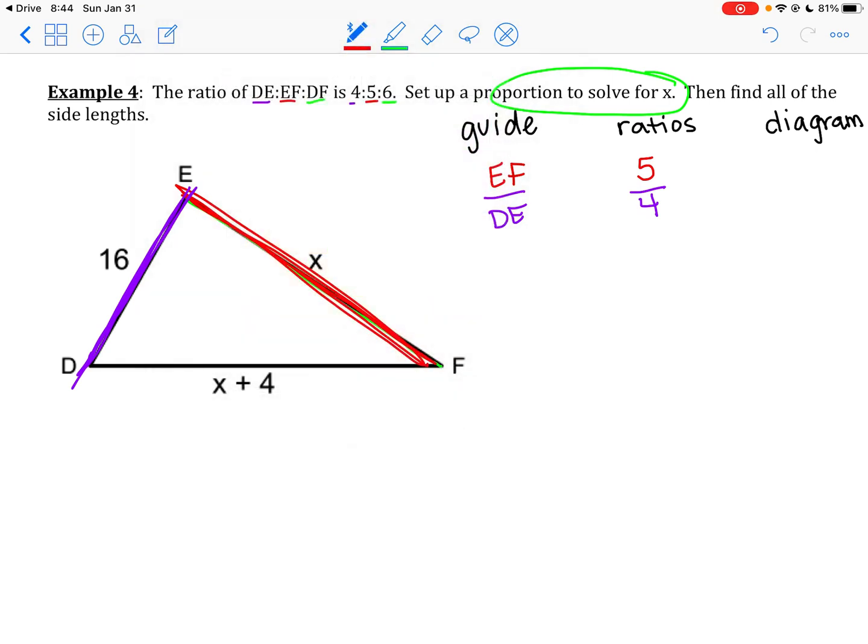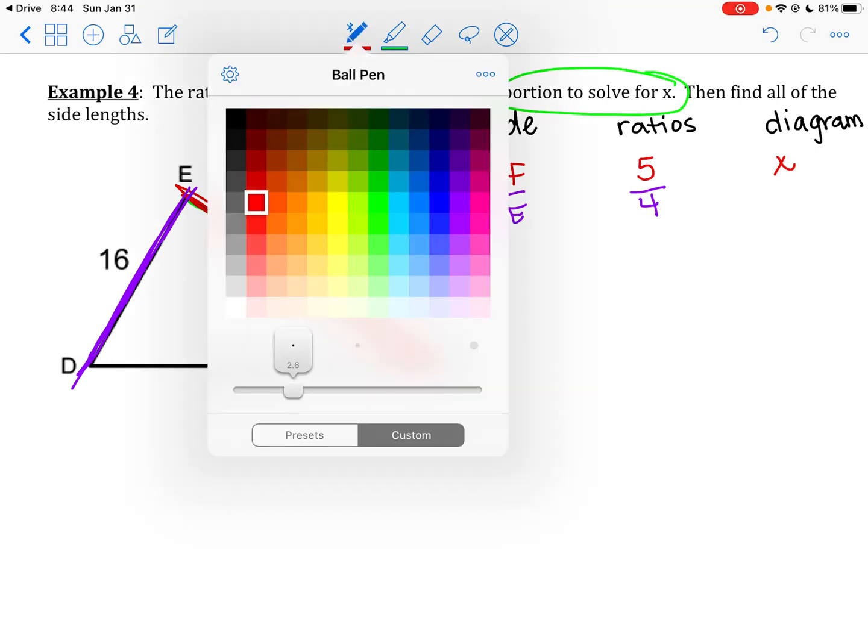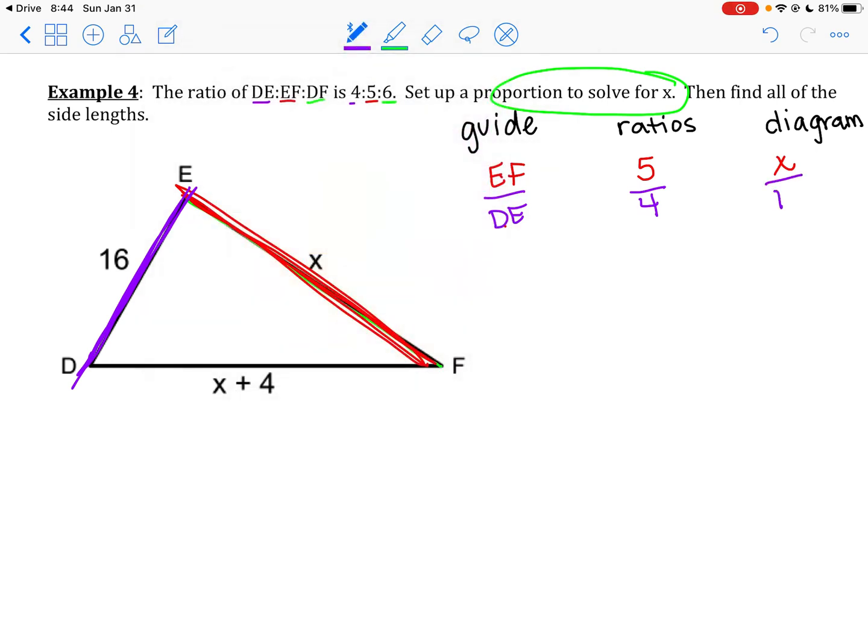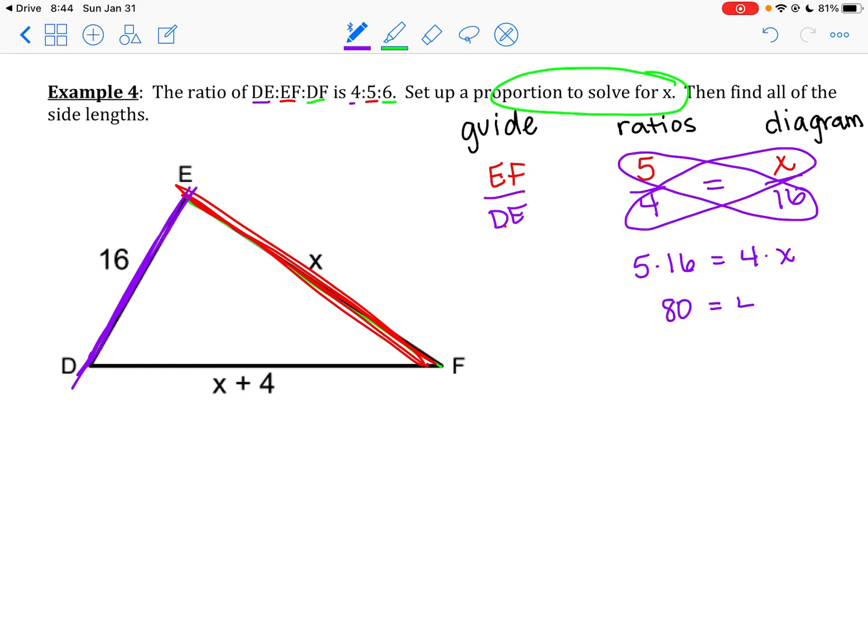Then I'm going to look at my diagram and set up that same ratio of EF to DE. In the diagram, EF is represented by x, and DE is represented by 16. So here is my proportion that I'm going to solve. Sometimes the scale factor might jump out at you to figure out what the multiplier is, but the cross products are always going to work. So let's solve this using our cross products. I'm going to have 5 times 16 equals 4 times x. 5 times 16 is 80. So 80 equals 4x, and then I can divide by 4 on both sides.